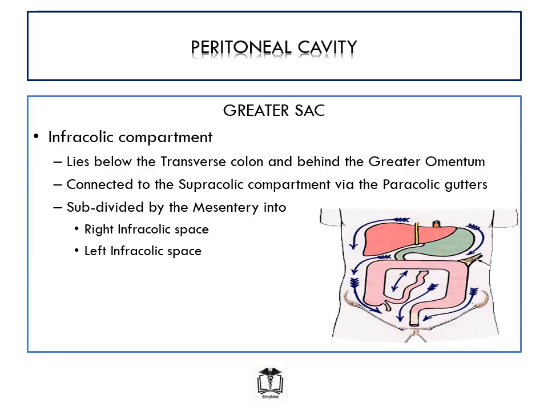What you see in this image is that the infracolic compartment is being divided by this aspect of the mesentery shown here, and that division will form the right infracolic space at this point and the left infracolic space at this point. The right infracolic space is the triangular space. It lies between the root of the mesentery, the ascending colon, and then the right third of the transverse colon as shown here.